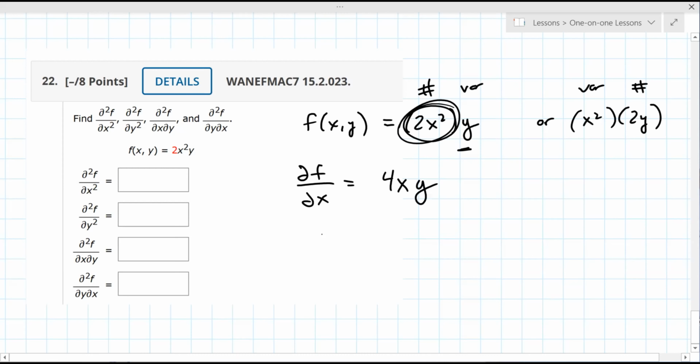So when you take the derivative again with respect to x, y is a constant. This is really like 4y times x. So the derivative of x is 1, so this is just 4y.